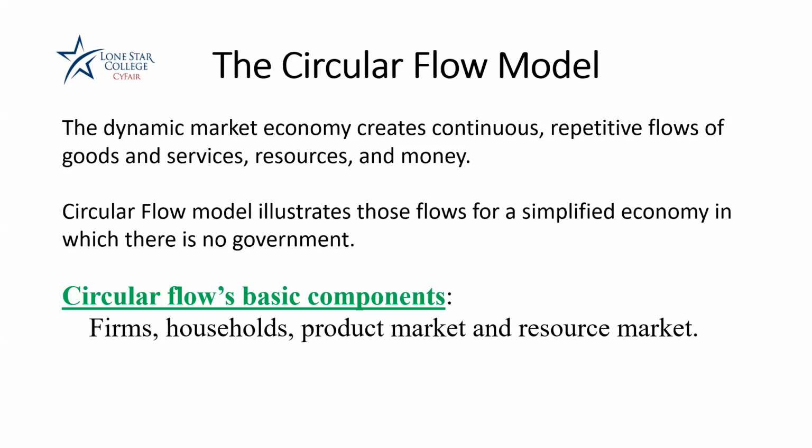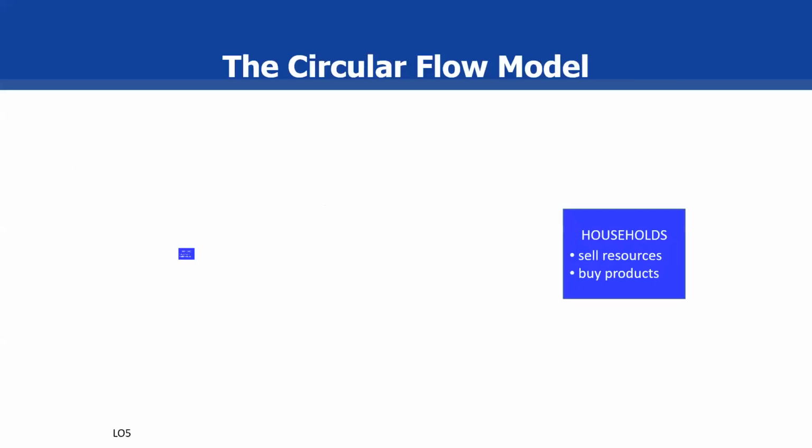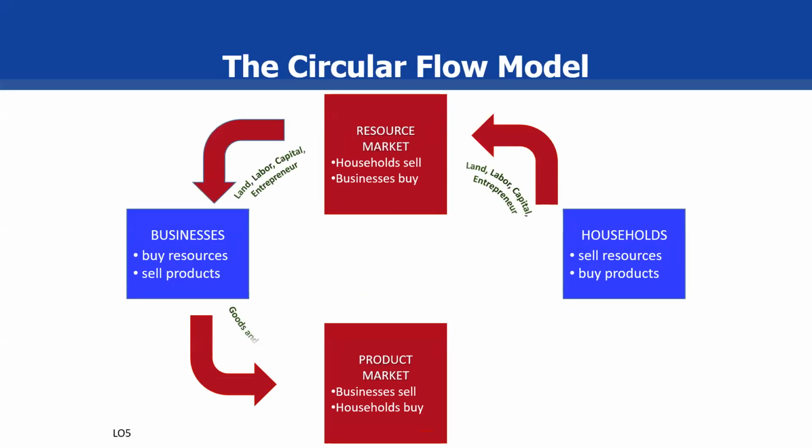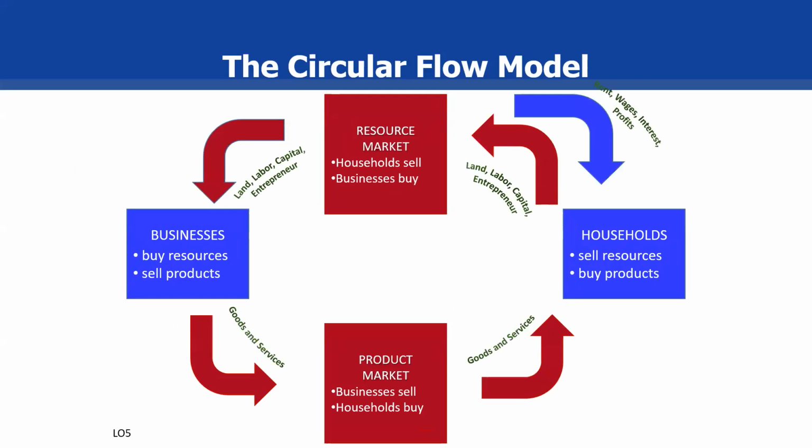The first one is called real flow, and real flow is all about how goods and services are circulating in the economy, how resources, factors of production, are circulating. And the other flow we have is money, how money is circulating in the economy. It's basically telling you a story about what's going on in a simple economy.